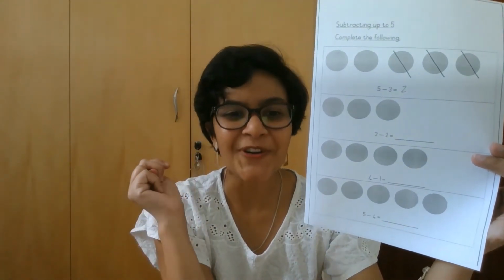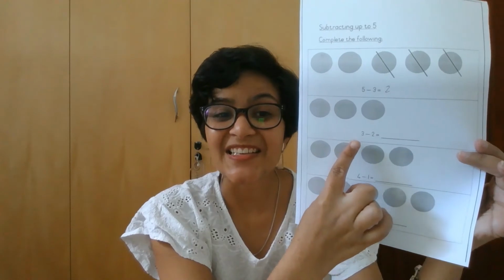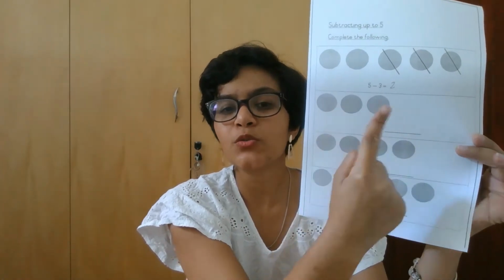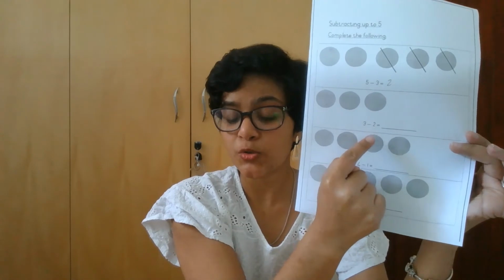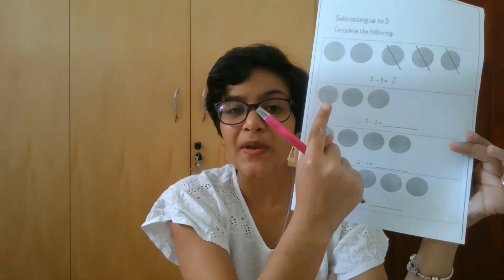2. Good. Over here it says 3 take away 2. Let's count how many circles we have. 1, 2, 3. They had 3. If I want to take away 2, I'm going to take my twisty or my color or my pencil and cross 2 out. Then how many are left? Let's do that one together. 3 and I'll take 2 away. So I cross 2 out.